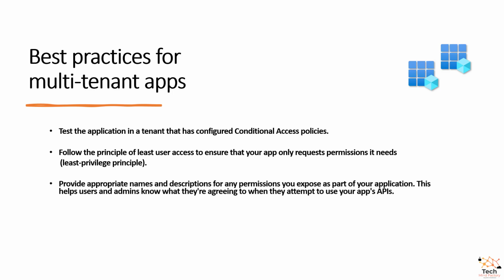Provide appropriate names and descriptions for any permissions you expose as part of your application. This helps users and administrators know what they are agreeing to when they attempt to use your app's APIs. So this is really crucial. It's about the consent screen. Yes, inform users and global administrators properly about the permissions and what the application is trying to access. Use the Microsoft Authentication Library because it can handle multi-tenant scenarios and handle tokens properly.